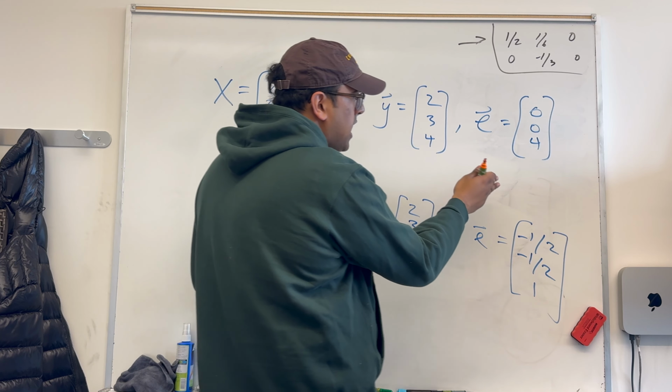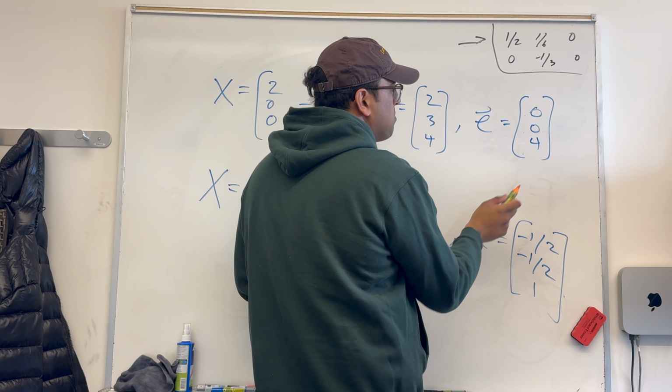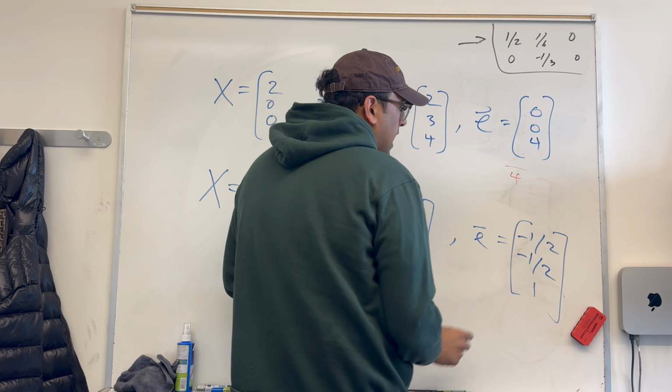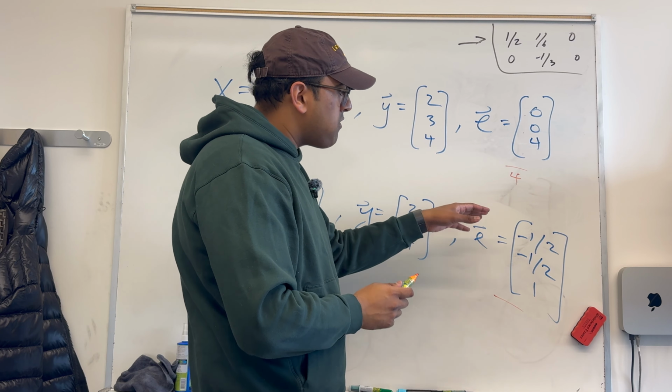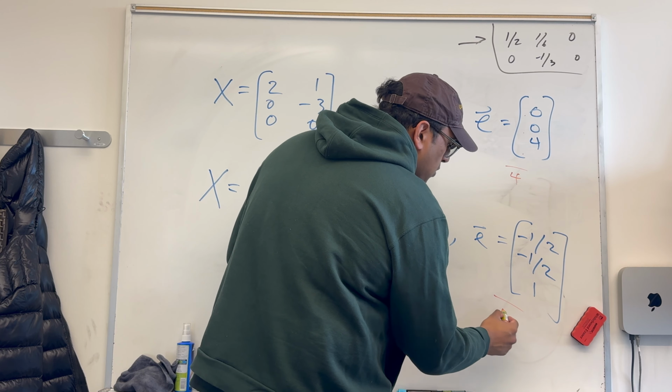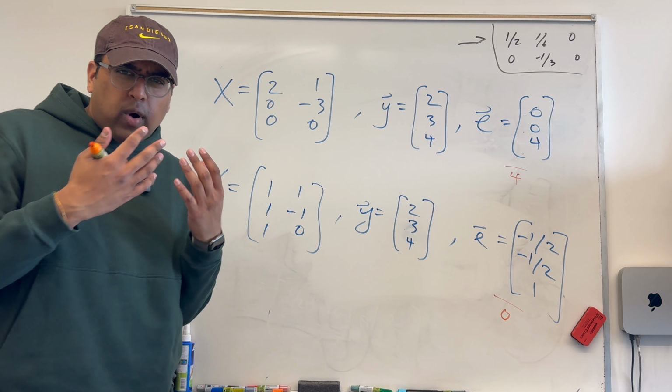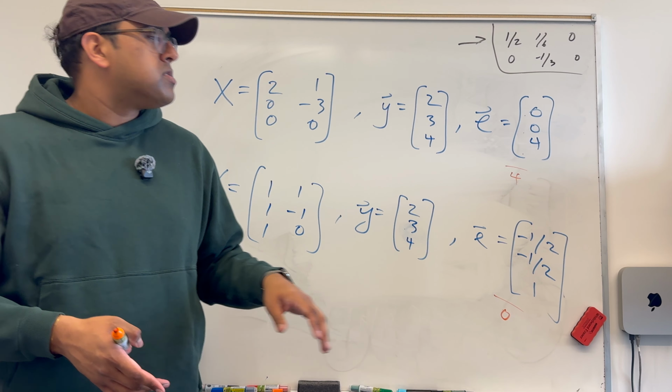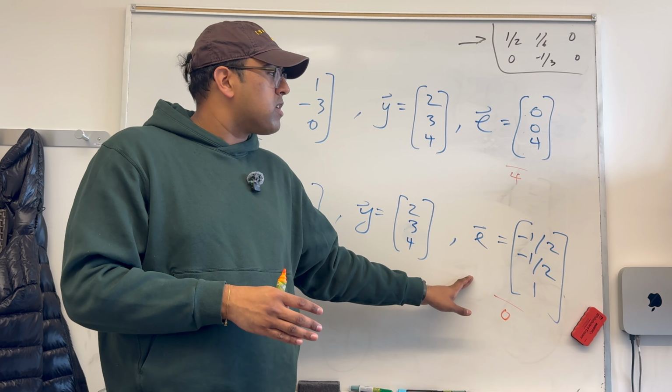In the first one, the errors add up to 0 plus 4, which is 4. And in this second one, the errors add up to negative a half plus 1, which is 0. So the question is, why do the errors in the second case add up to 0 when they don't in the first case?